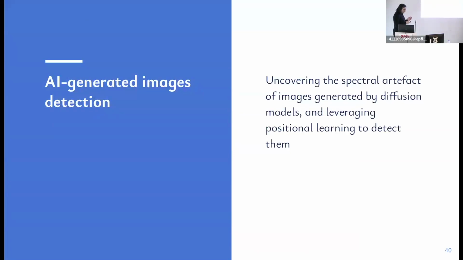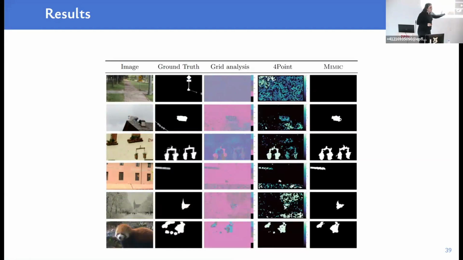So now I'd like to move on to the second part of this talk, which will be slightly shorter, which is how to use positional learning to detect AI-generated images. So maybe you'd like to ask questions before that?